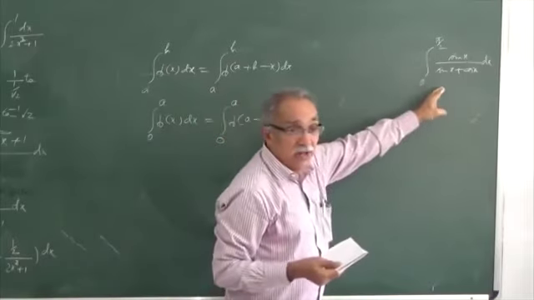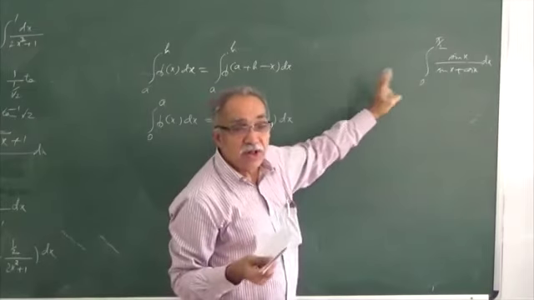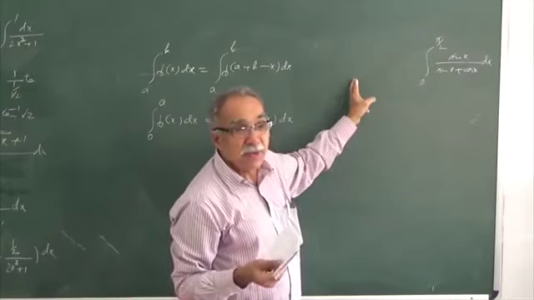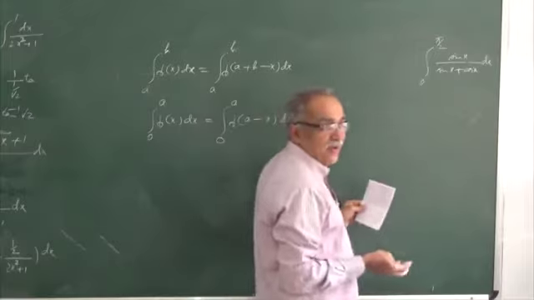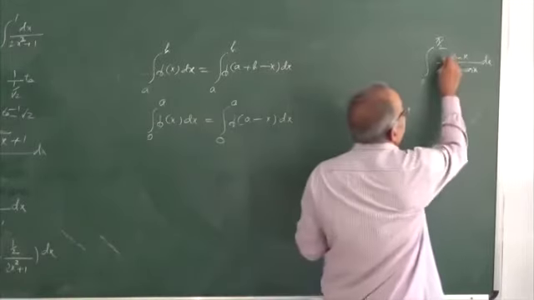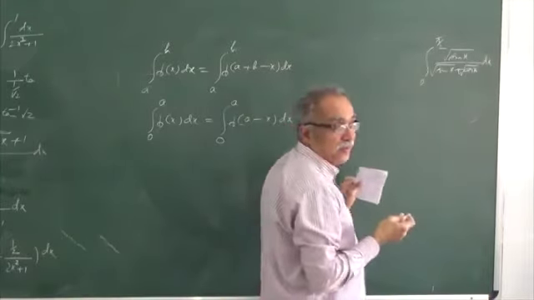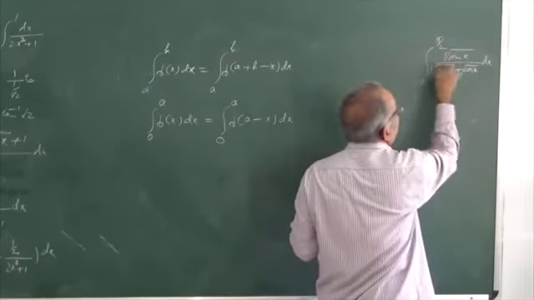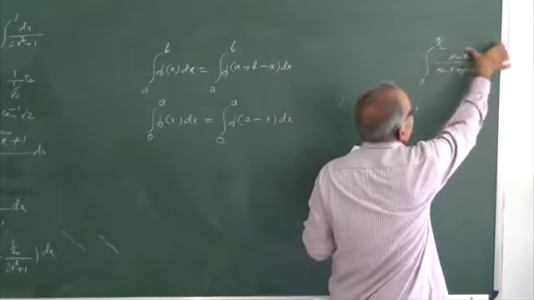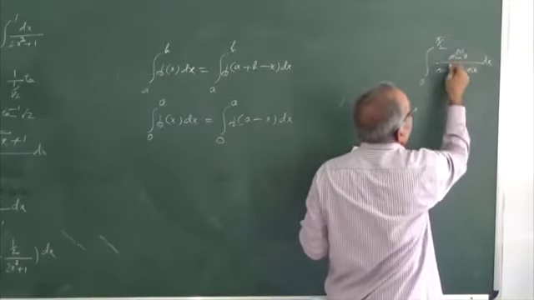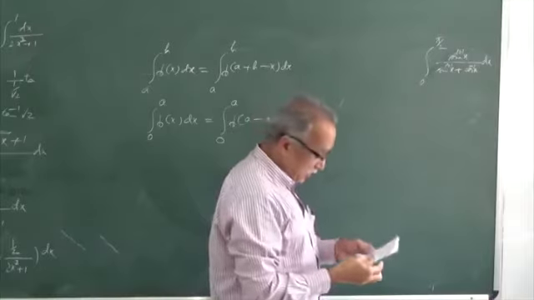I is equal to I1, also equal to I2, must be equal to half of I1 plus I2. What is I1 plus I2? Pi by 2. So, I value is pi by 4. Is it not clear? Pi by 4. Okay.